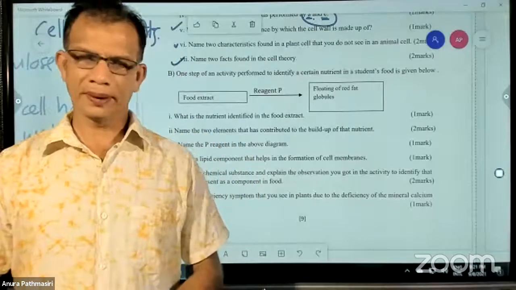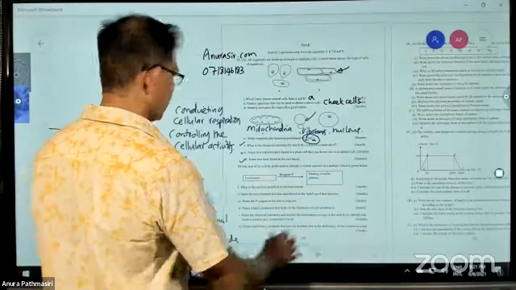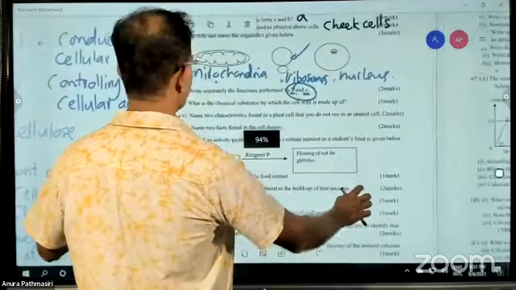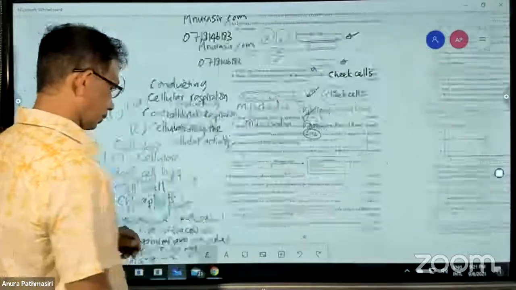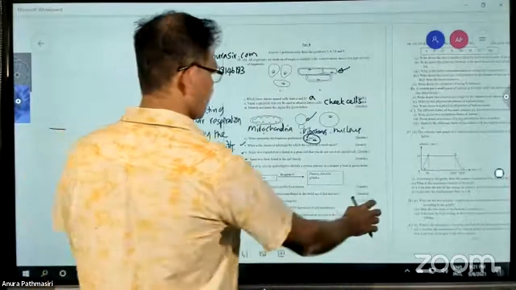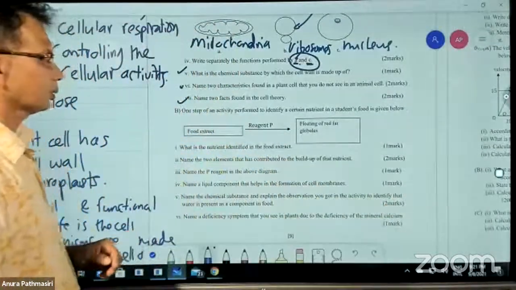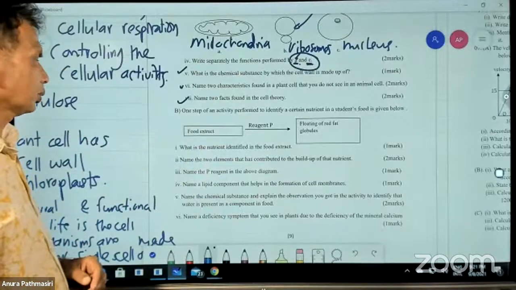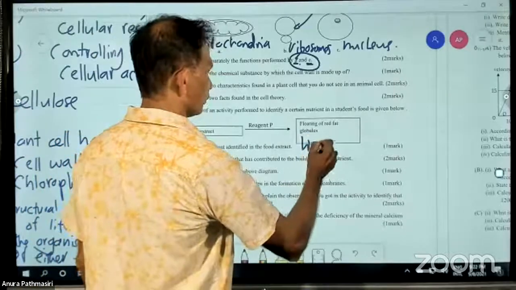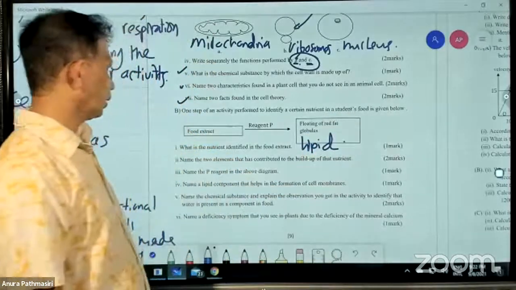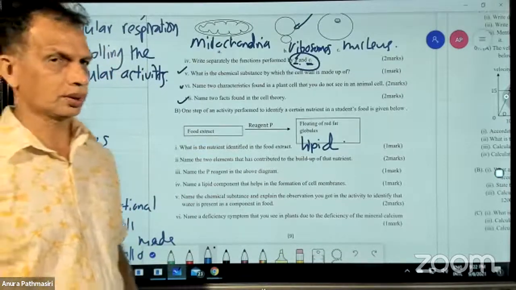Lipids. The answer is lipids. You should not get in a hurry when answering. We know the answer, but sometimes because of our recklessness that happens. So the answer for this one is lipid. Name the two elements that have contributed to build up that nutrient.